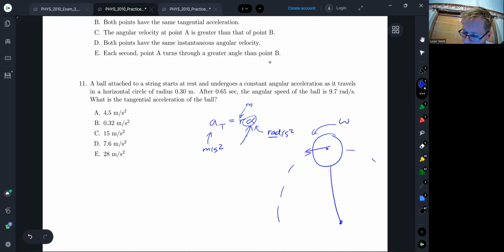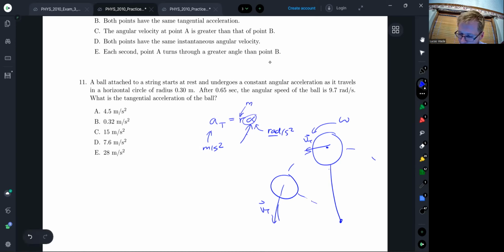If the angular speed is constant, then there is no change in its tangential velocity here versus here, at least as far as the magnitude. And that's what the tangential acceleration tells us, that it changed from here to here. It's going faster. But if the angular speed is constant, then it's not moving any faster. It doesn't have any greater tangential speed over here versus prior. So don't let something like that trip you up.